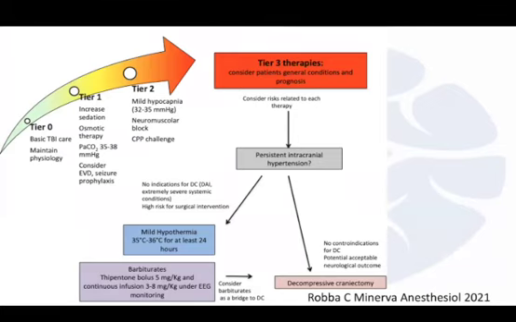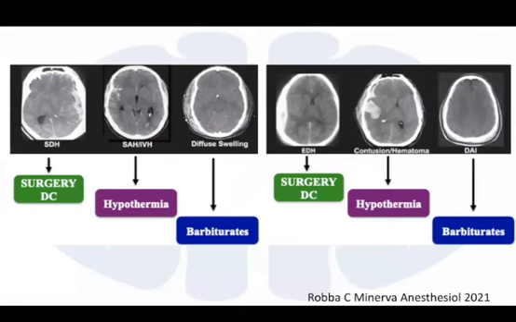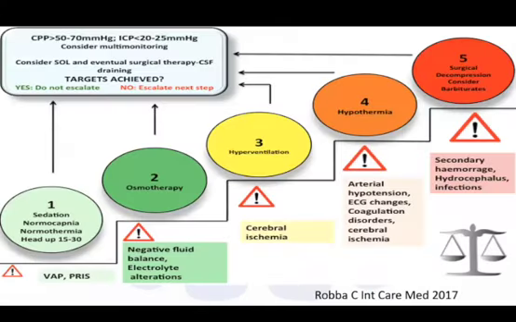So this is a representation of what I told you. You start from tier 0, and only when all the tier 2 have failed, you go to tier 3 therapies. At this point, which tier 3 therapy is to be used? Well, you have to think about the patient. For example, if you have a surgical issue, of course, the decompressive craniotomy can be the easiest decision. If you have, for example, subarachnoid hemorrhage or contusions, which respond very well to hypothermia, you can consider that. It really depends on the clinical status of the patient.